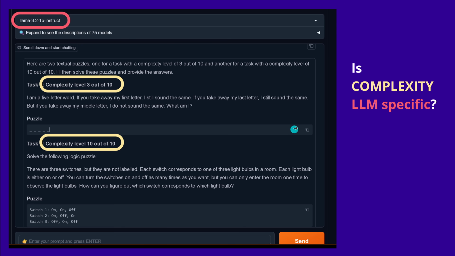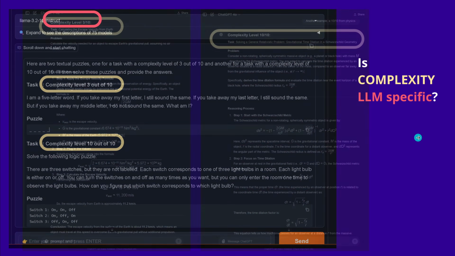This is the complexity, and do it with your own LLM that you like. Your home LLM, the specific LLM that you use. Just ask it, hey, what is a simple complexity task for you? And what is the most complex task that you as an LLM can imagine? So you get a feeling and you can answer then, is complexity LLM model specific?